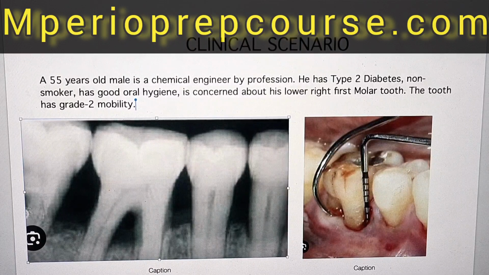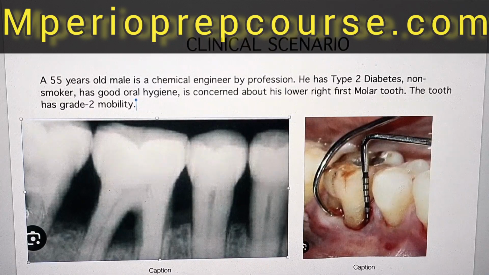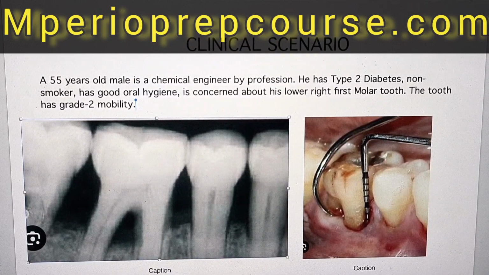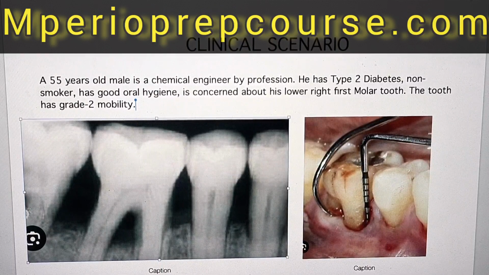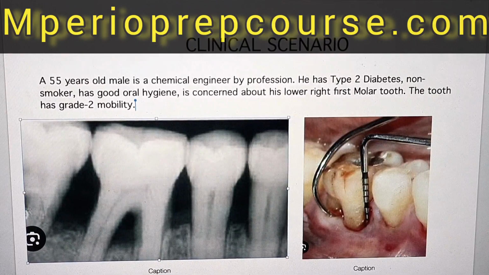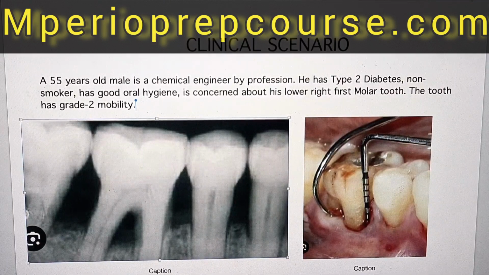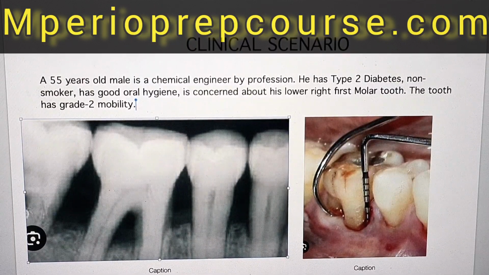Okay, good. So tell me, I have a concern that as in the clinical scenario, the tooth has grade 2 mobility. So if you raise the flap, don't you think it will affect the mobility of this tooth? Yes, there's a possibility that the mobility will increase. So before the treatment, I will splint this tooth so that it will not increase further the mobility.